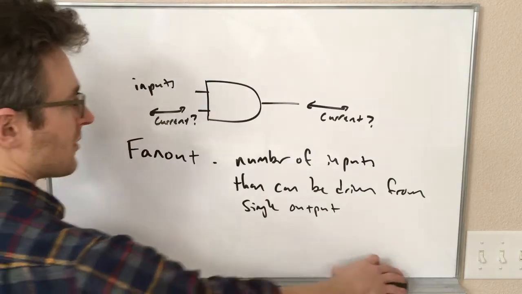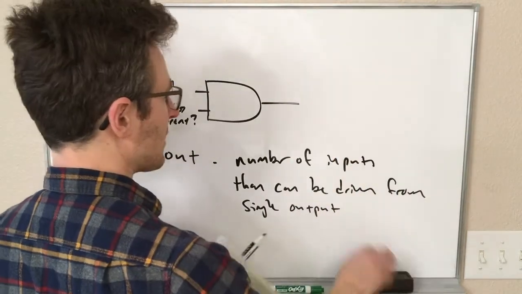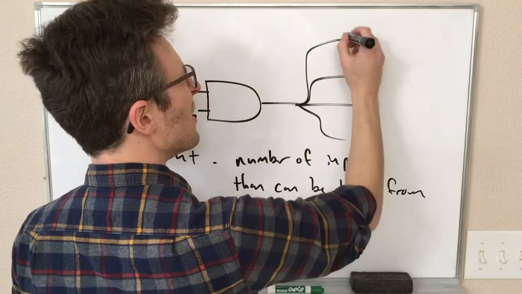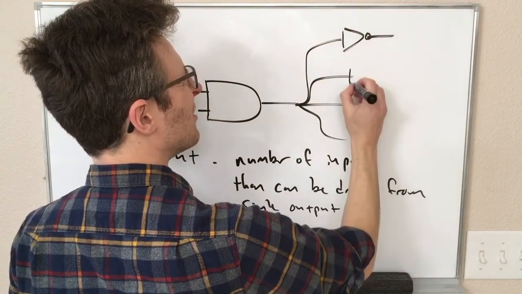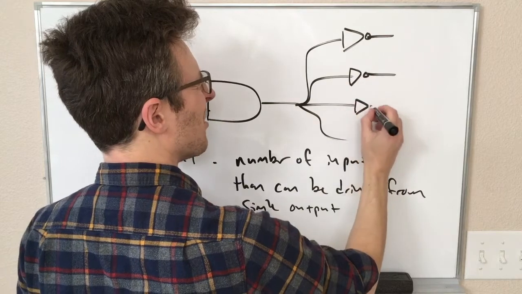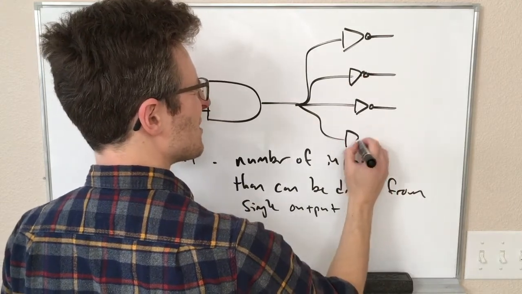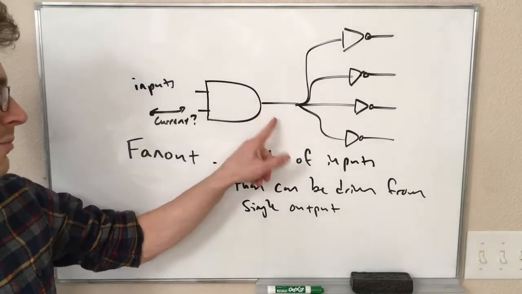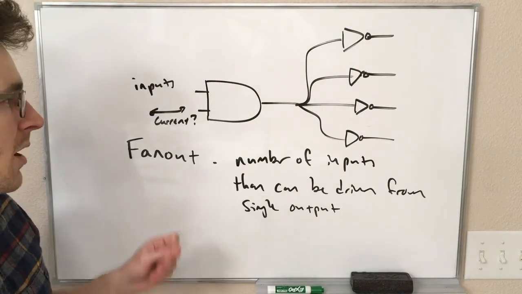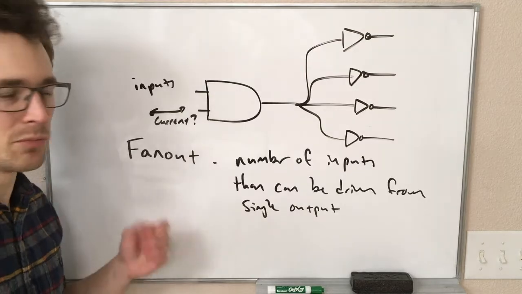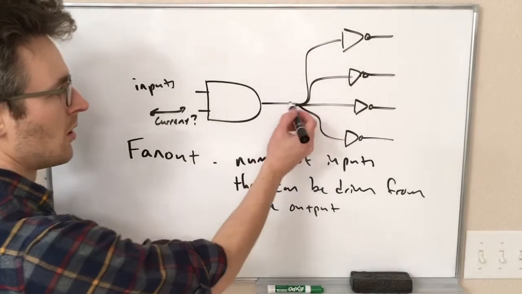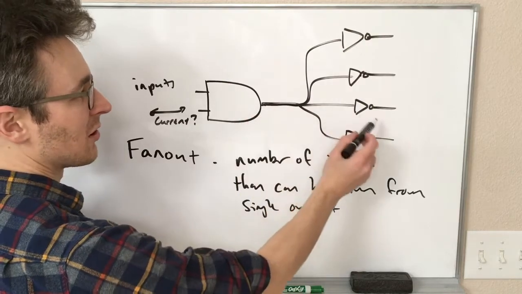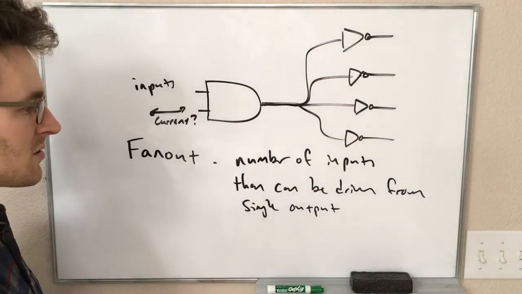And it's called fan out because schematically that would look like this, right? All of these are inputs to some other gates. And each of these needs some amount of current that has to be supplied by this. And so the fan out is kind of a shorthand for the ratio of how much current this can supply to how much current each one of these needs.